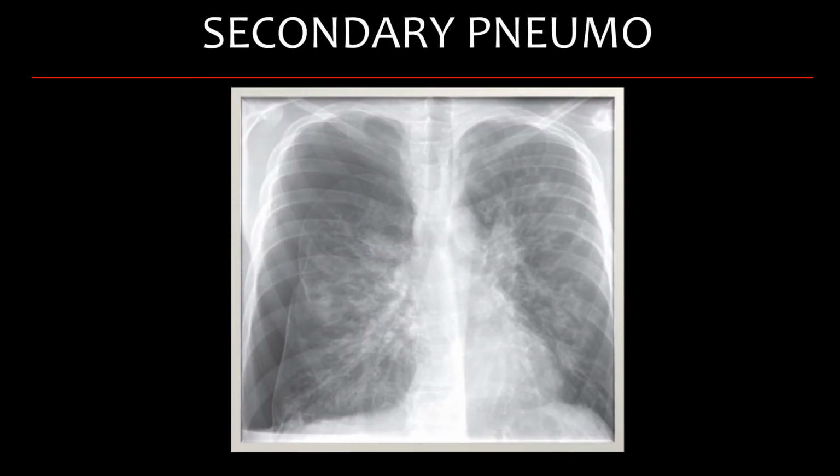Then this is a secondary pneumo. As you can see, the lung is diseased. So secondary pneumo occurs in those patients who have diseased lungs. And again, you can see very clear markings, and this is again an erect film.